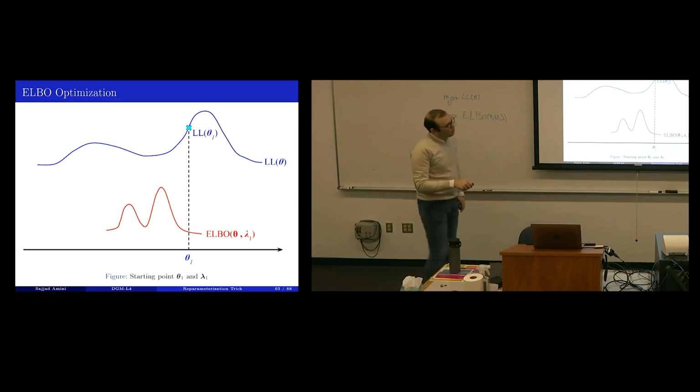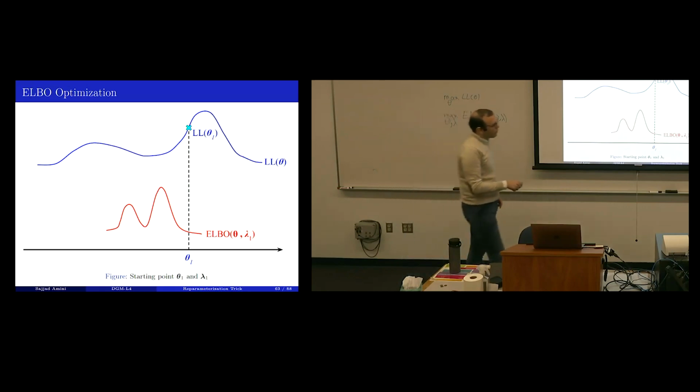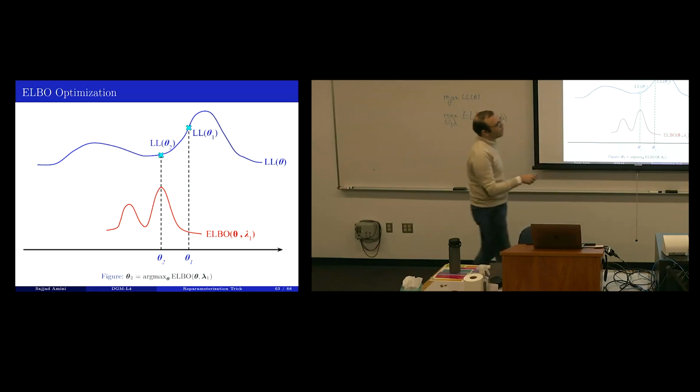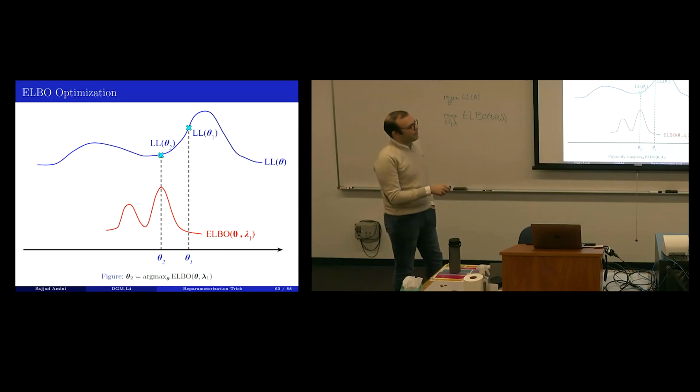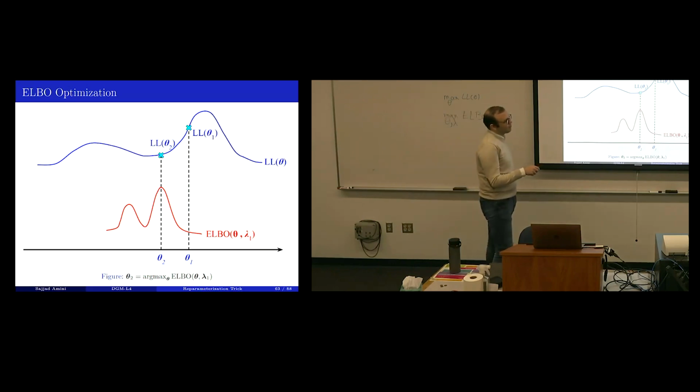Instead, I have an ELBO as a function of theta, the model parameters, and the Q distribution is lambda 1. So what can I do now? I have an ELBO. I maximize ELBO with respect to theta. This is an ELBO with respect to theta, and lambda is fixed. So I go to this point. Hopefully, I can recover the best global maximum here. It cannot be achieved in practice, but assume that I can reach this point.